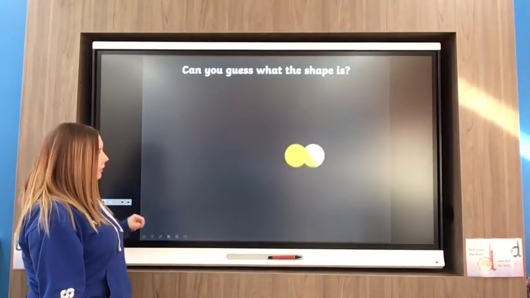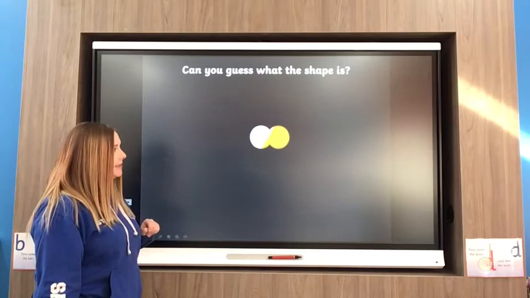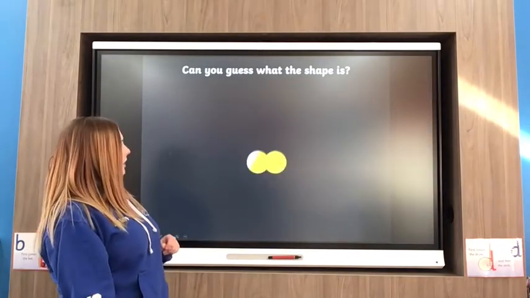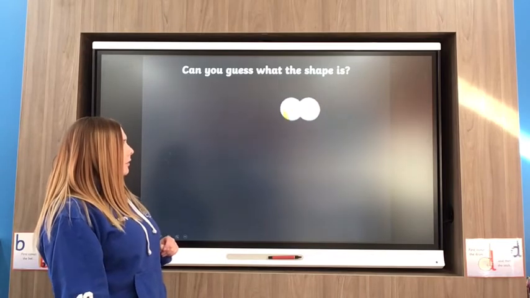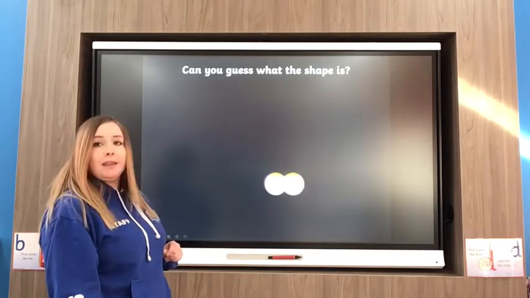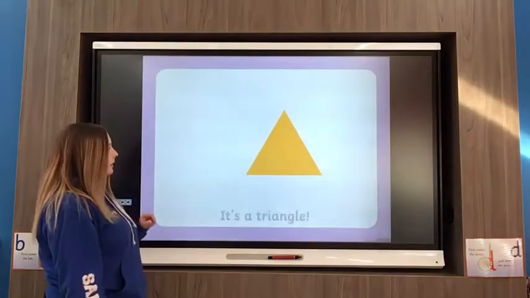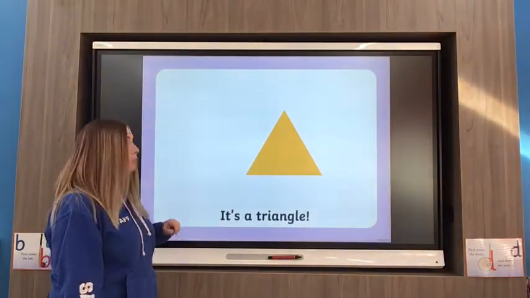Next one then. So we've got some straight sides there. How many sides are there? Keep watching. Okay, what shape do you think that one is? Have you all got an answer? It's a triangle. Brilliant.